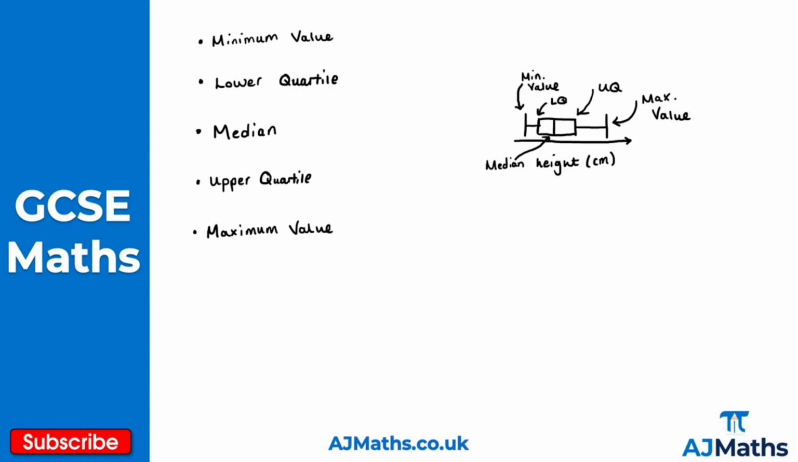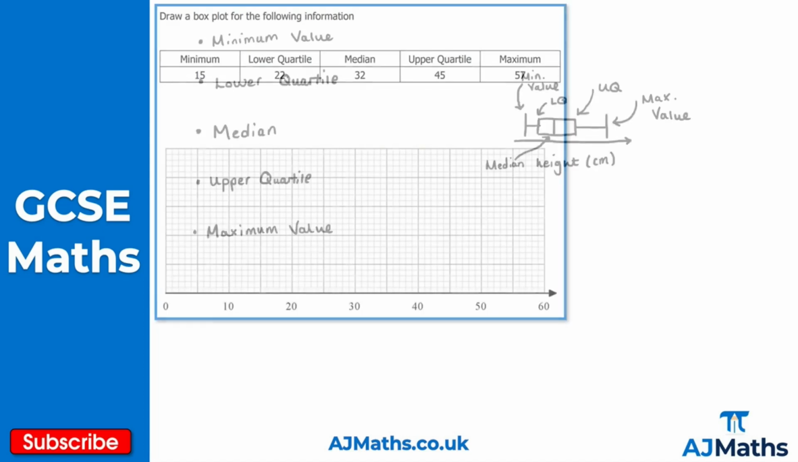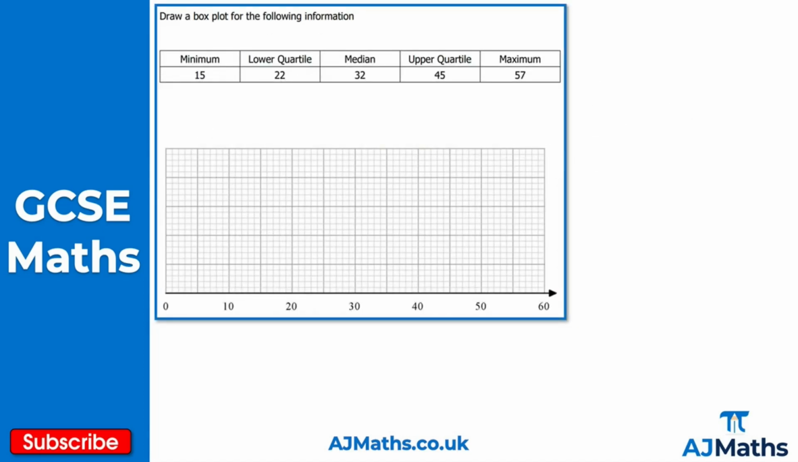What we're going to do now is take a look at one question for drawing a box plot. In this practice question, we're asked to draw a box plot for the following information. We've got the minimum, the lower quartile, the median, the upper quartile, and the maximum. We've got everything that we need to draw the box plot. So we go to our scale. In the context of this question, we don't know what these numbers actually represent, but that doesn't matter. We can still draw the box plot.